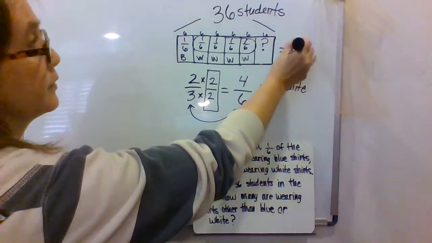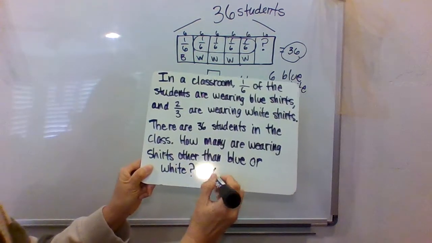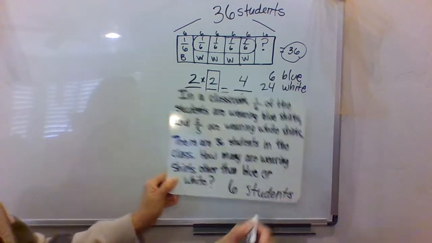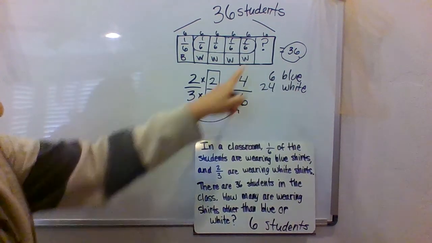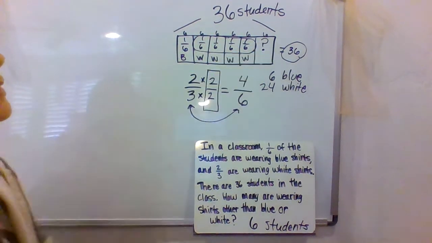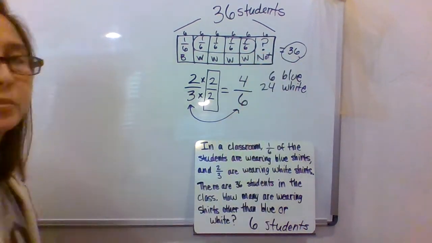We need to get to a total of 36. So how many are wearing the not blue or white shirt? Would be our 6 students. Okay? So we can see right here, if all of these equal 6, what's left over? 6 students are not wearing the blue or white.